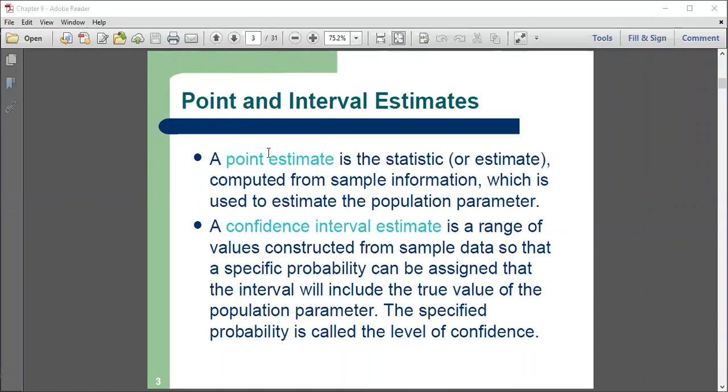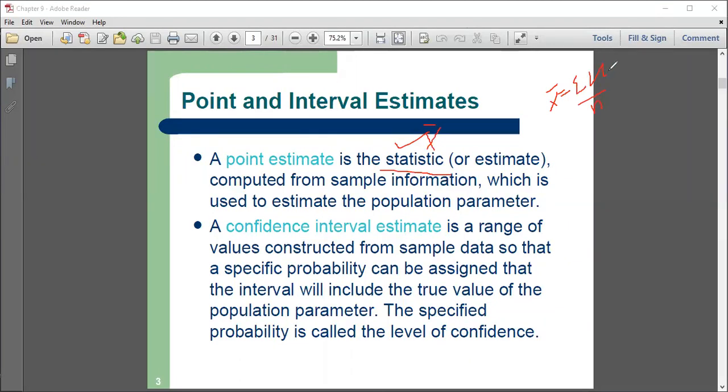The first one is the point estimate. The point estimate is a single value of the population parameter of interest. This statistic is basically x bar, the sample statistic computed from the sample information. When we have sample information, we can calculate x bar. x bar is equal to the summation of x divided by n. This is a very well known formula for you.